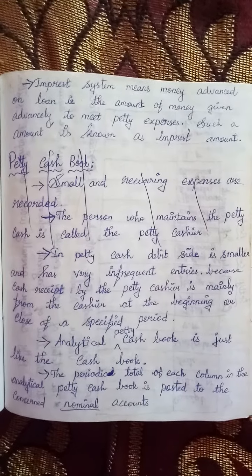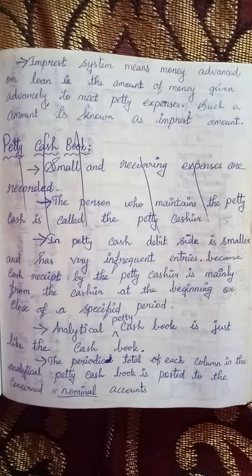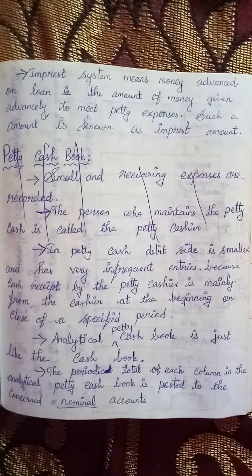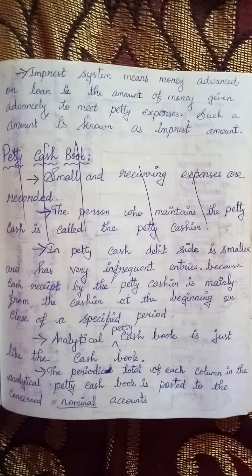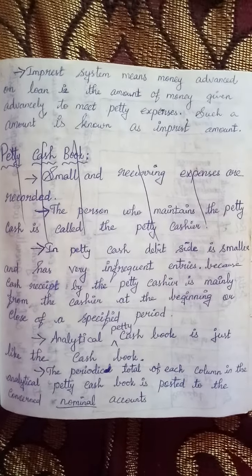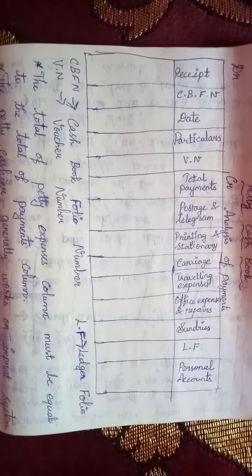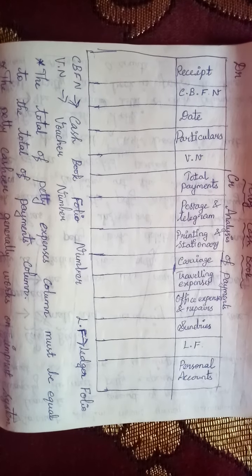Analytical petty cash is just like the cash book. The periodical total of each column in the analytical petty cash book is posted to the concerned nominal accounts. The format of the petty cash book is like this. It has the debit side and credit side.